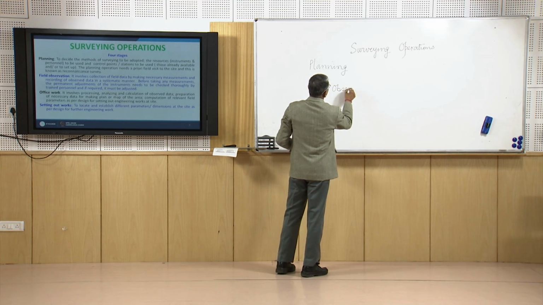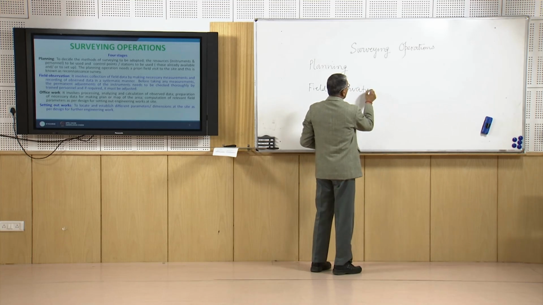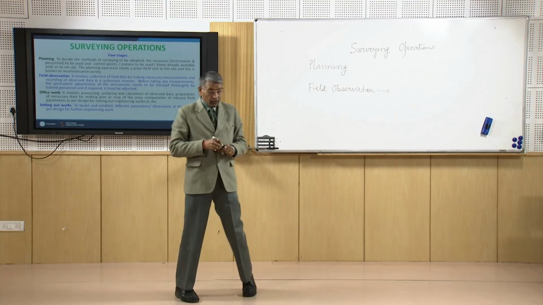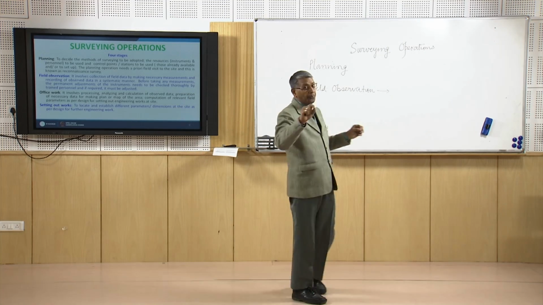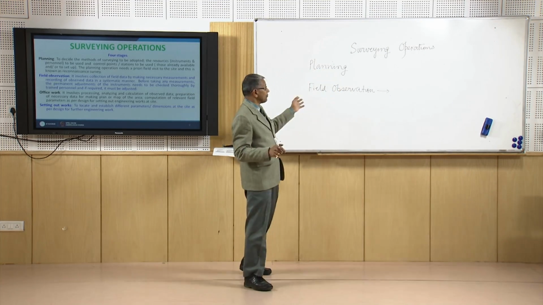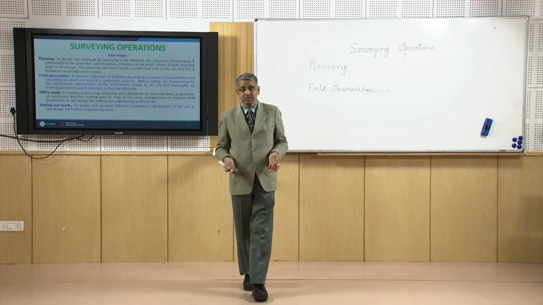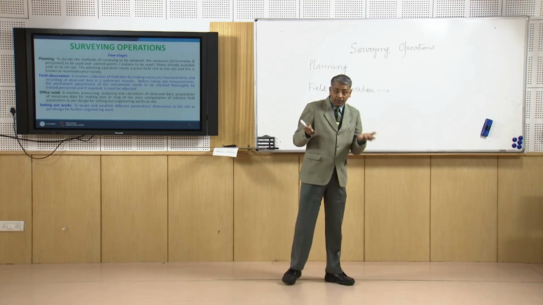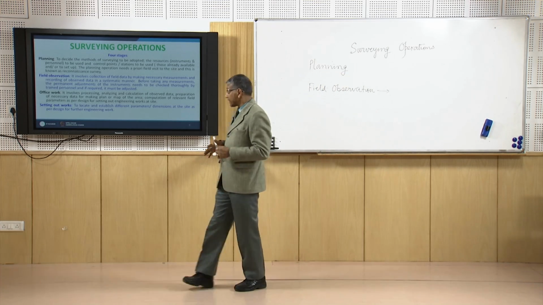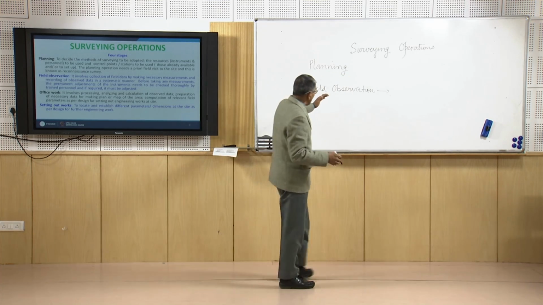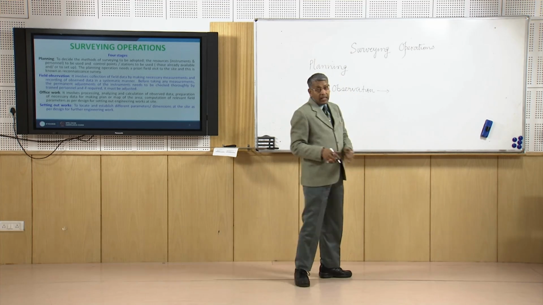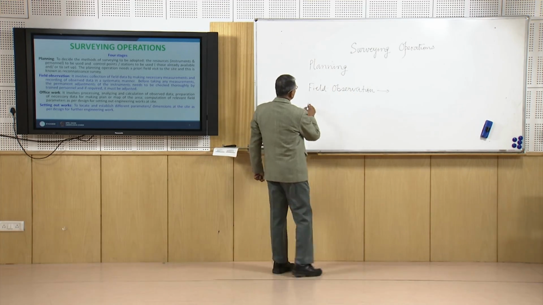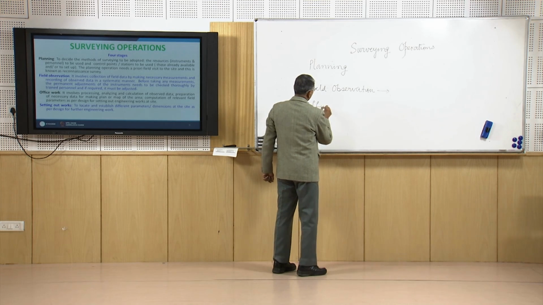Field observation involves, as I told you, identifying the salient objects or points, and then measurement of horizontal distance, slope distance, horizontal angle, vertical angle, reference direction, absolute direction, all those things. Once field observation has been done, we come back to our office and then we should go for office work.